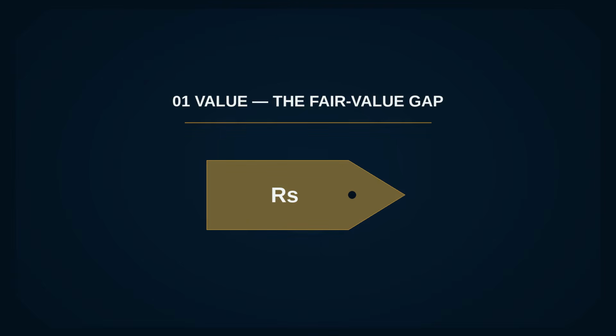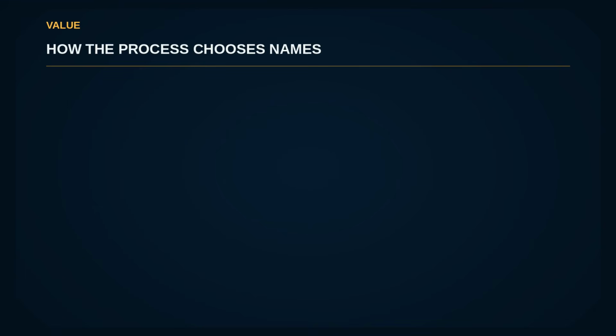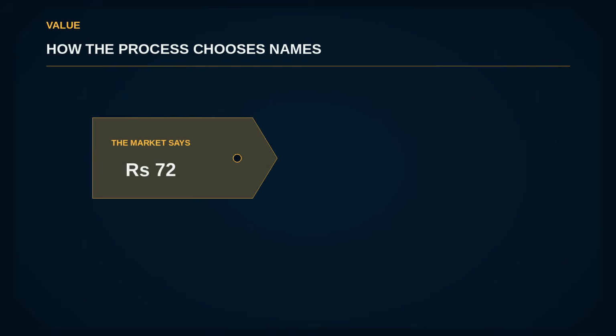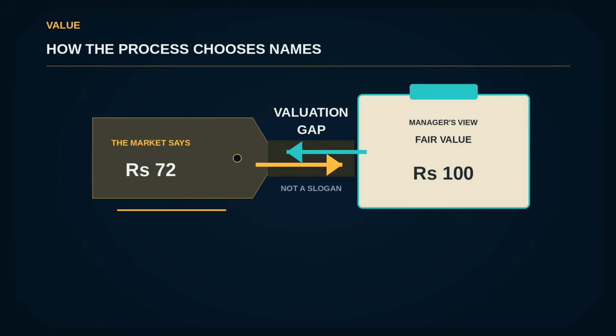Start with value alone. Value is a selection style, how the scheme's process chooses names from the equity opportunity set. In plain language, a value process looks for businesses where the market price sits below the manager's view of fair or intrinsic value, a valuation gap, not a slogan. See the two measures, market price on one side, fair view on the other.